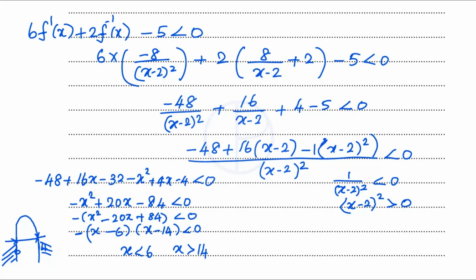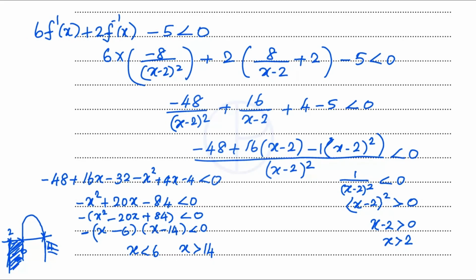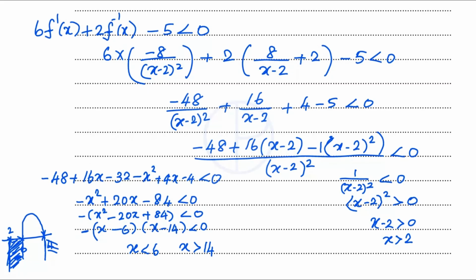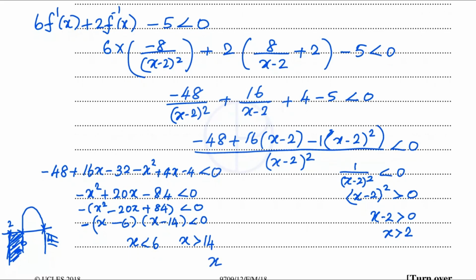And let's solve this inequality. (x − 2)² is greater than 0. That means x − 2 is greater than 0, or x is greater than 2. Here it will be 2. x greater than 2 means up to this portion. So we can combine these two: x greater than 2 and x less than 6. So we get x is between 2 and 6 or x is greater than 14.